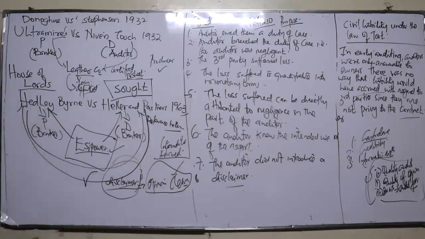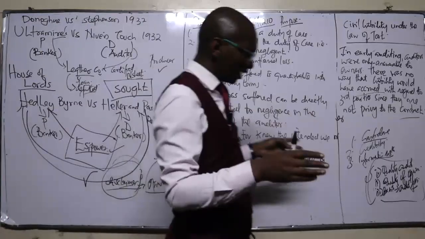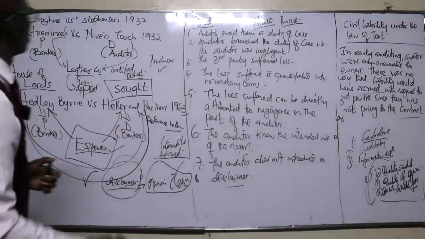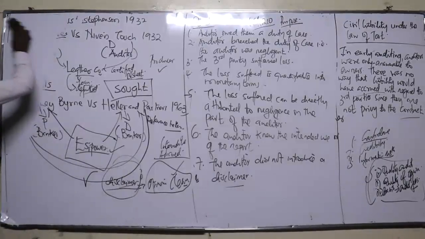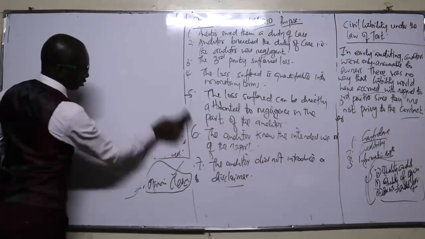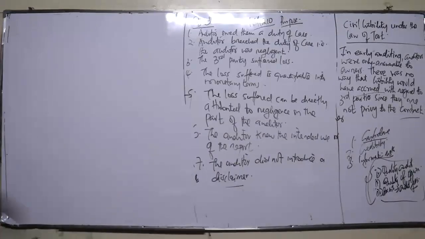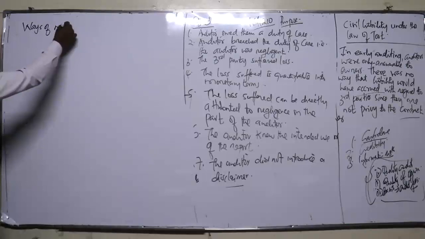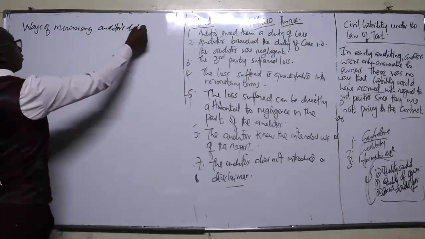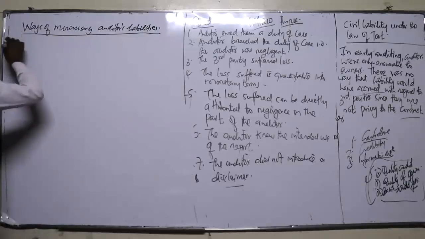Now, we've seen that auditors are operating in a highly litigious environment. When you talk of a highly litigious environment, it means that right, left, center, an auditor can always be sued, can be taken to court. Even parties who are not privy to a contract can still sue them. So what do we need to do to minimize auditors' liabilities? Subtopic: ways of minimizing auditors' liability.